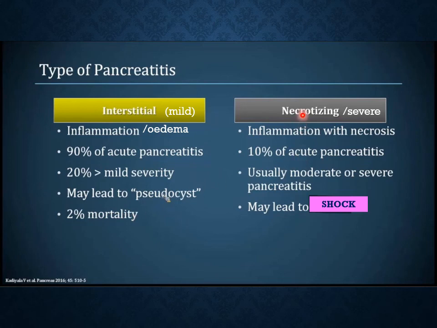The other form of acute pancreatitis is called necrotizing pancreatitis, where the inflammation progresses on to form necrosis of varying severity. If it's severe necrosis, then the patient becomes severely ill. About 10% of acute pancreatitis falls into this category, where there's progression of this inflammation to massive necrosis. Usually, moderate or severe pancreatitis is the outcome of this condition, and if it is severe, it may lead to shock and multi-organ failure.